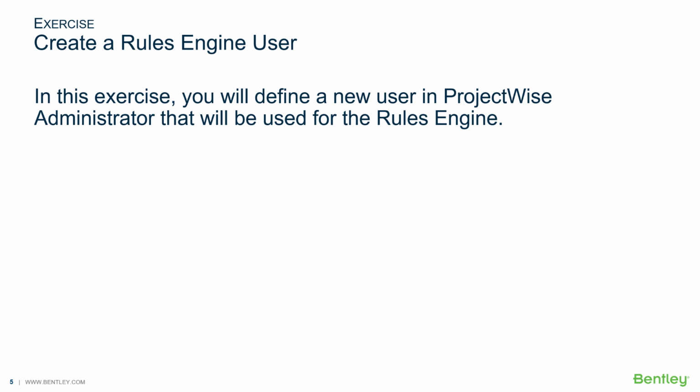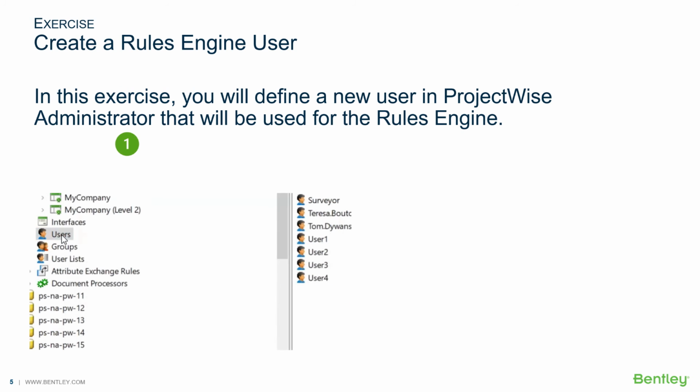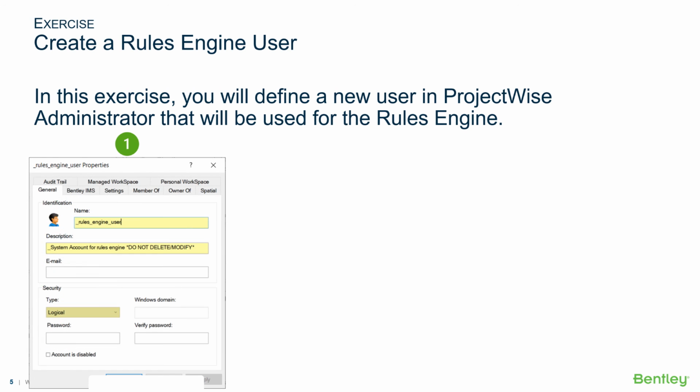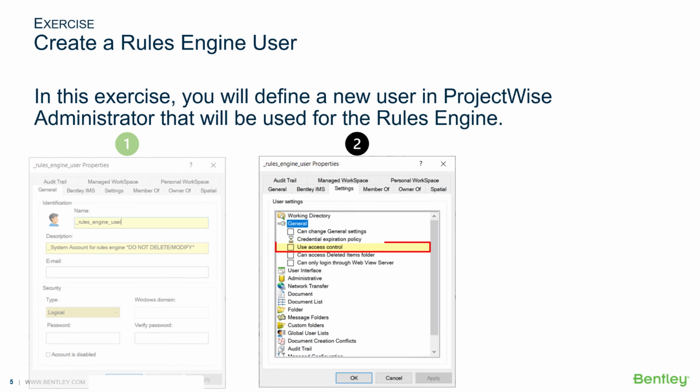In this exercise, you will define a new user in ProjectWise Administrator that will be used for the rules engine. In ProjectWise Administrator, create a new logical user that will be used to run the rules engine. Be sure to disable Use Access Control on the Settings tab. When completed, click OK.